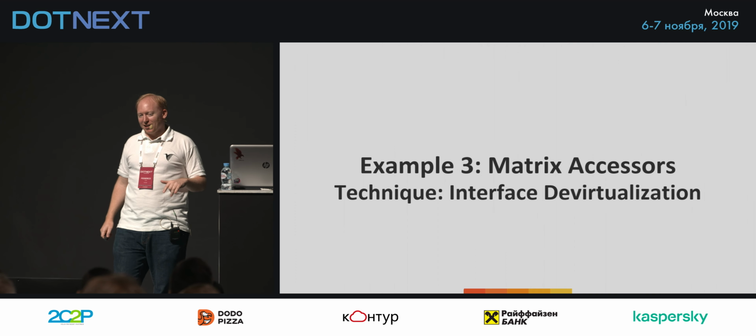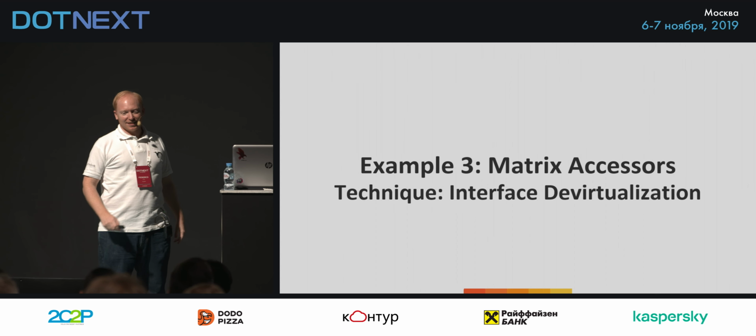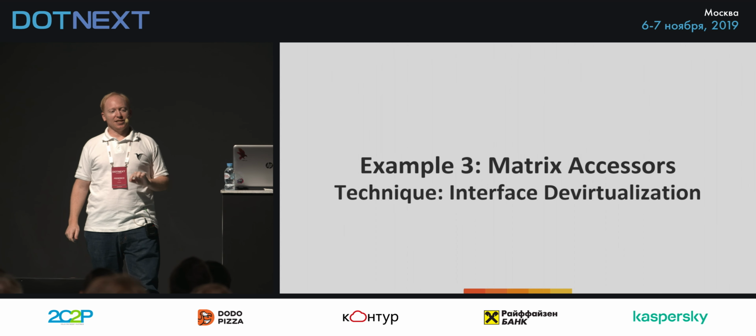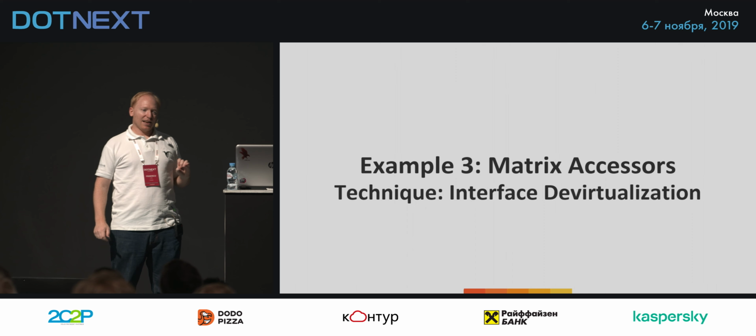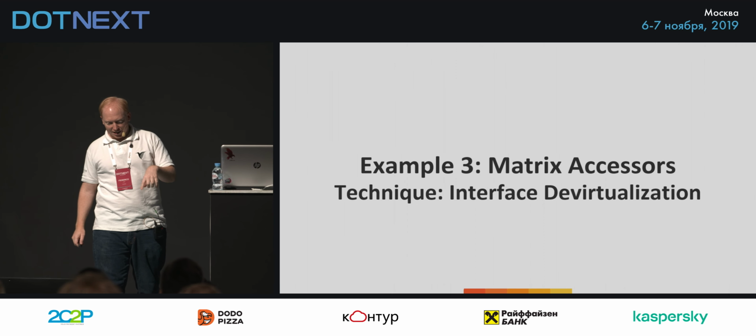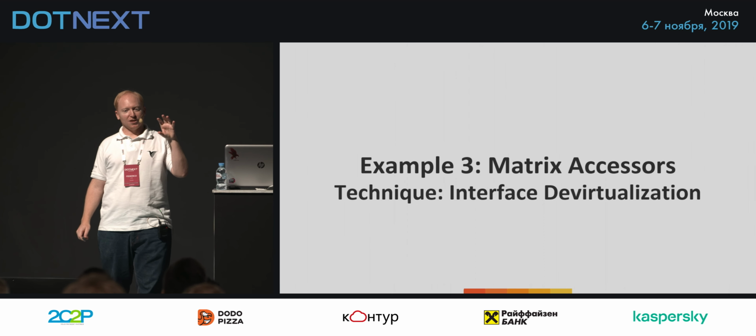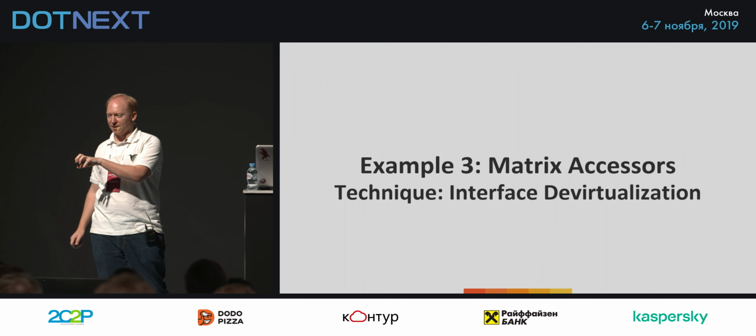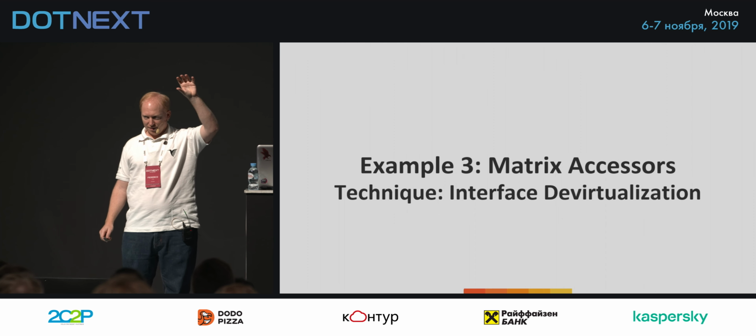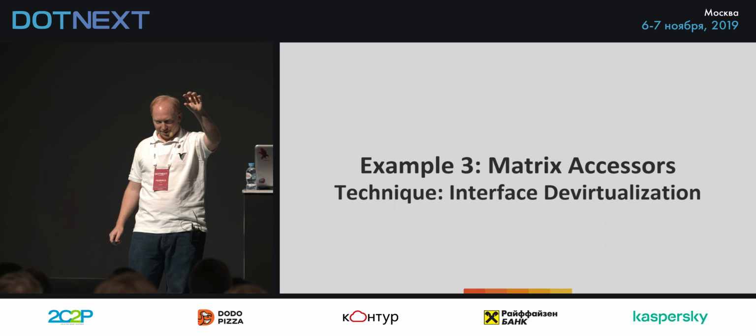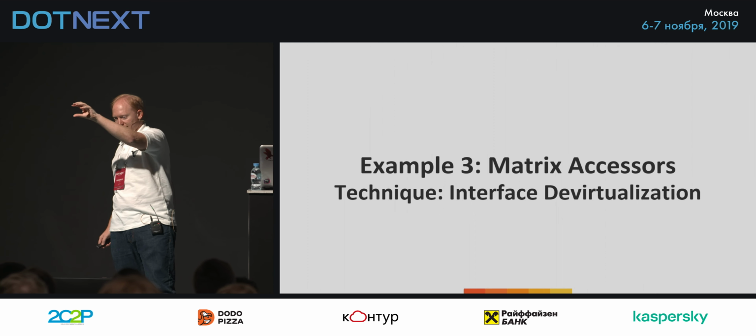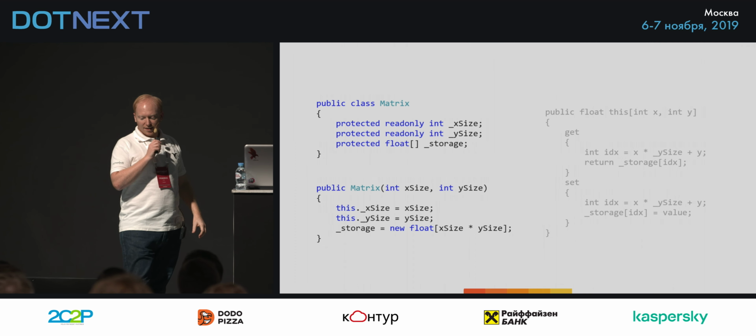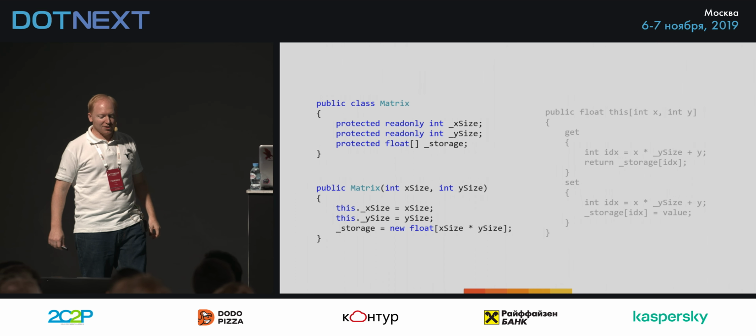So the technique we are going to look at now is interface de-virtualization. And the interesting thing about this particular technique, and why I chose it, is that we are not going to the method level in this technique. We are going to go to the type level, to the class level. We want to use the classes. So let's define our boring matrix.